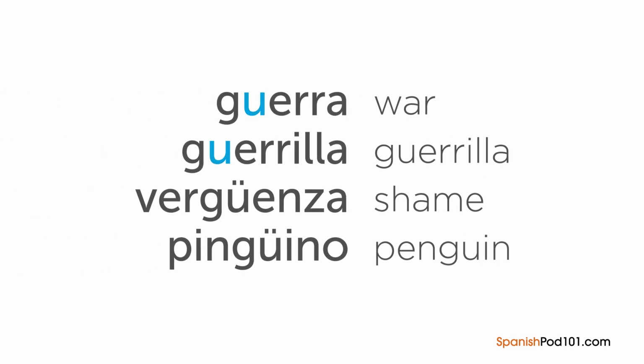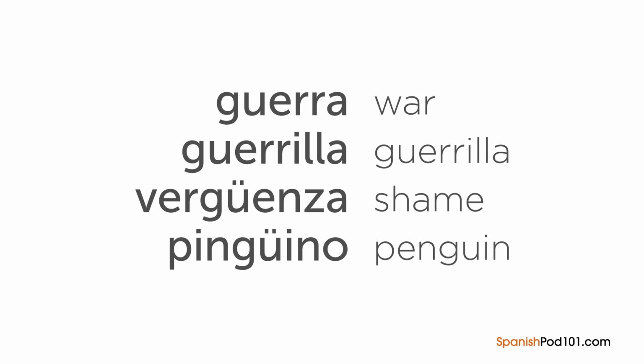This is because the letter U is usually silent when it comes after the letter G. Consider the following examples. Guerra. Guerrilla. Vergüenza. Pingüino. Notice how the U is silent in the first two examples, Guerra, Guerrilla, but pronounced in the last two, Vergüenza, Pingüino. Keep in mind, though, that this accent only occurs in a few words that have the letters G and U together.